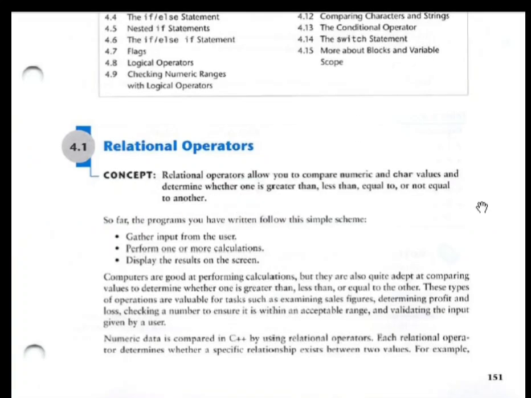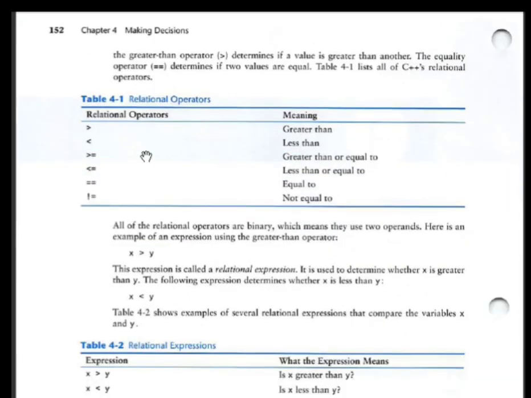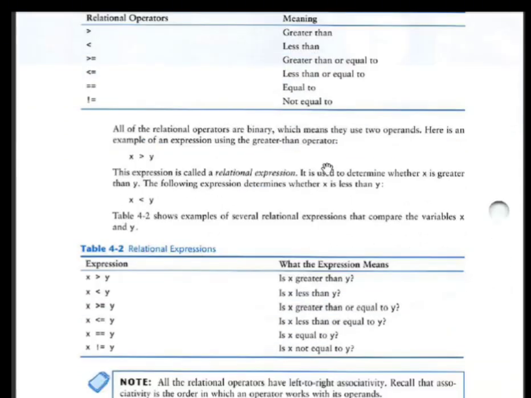We start by revising some of the concepts of previous lecture. Section 4.1 of your book starts with the introduction of relational operators, and we have already discussed those when we were studying pseudocode. There are 6 relational operators, as you can see here: greater than, less than, greater than or equal to, less than or equal to, double equal to check equality, and not equal to, which is an exclamation sign and an equal to operator. All of you are familiar with these relational operators.